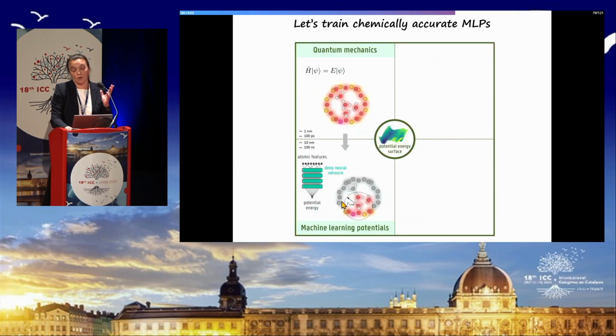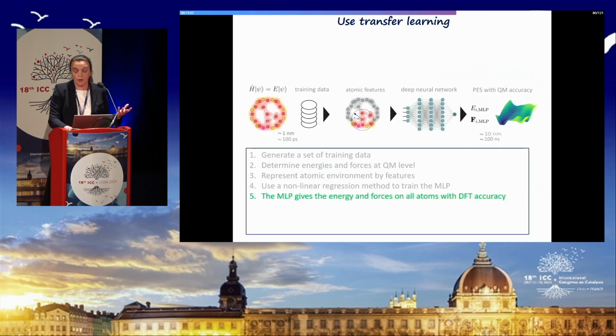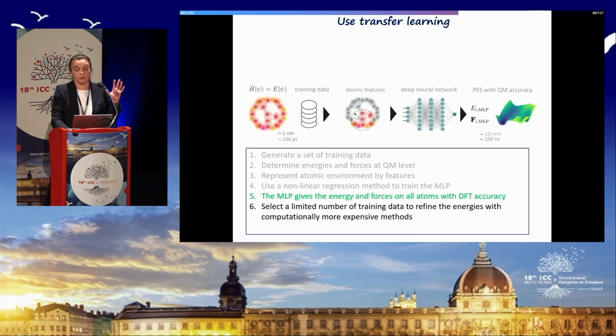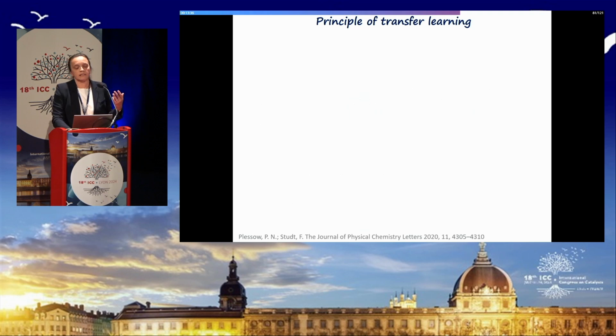So what we did then is we had the ambition to train chemically accurate machine learning potentials. So far, we were up to this point. We were able to devise machine learning potentials with DFT accuracy. What we are now going to do is select a number of training data and try to refine the machine learning potential with what we call transfer learning. So basically, how it works is as follows.